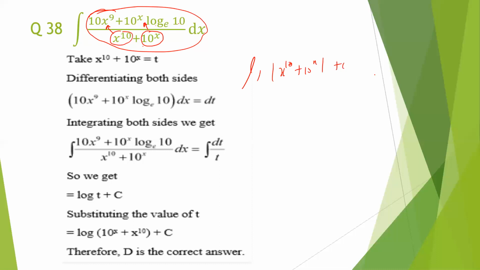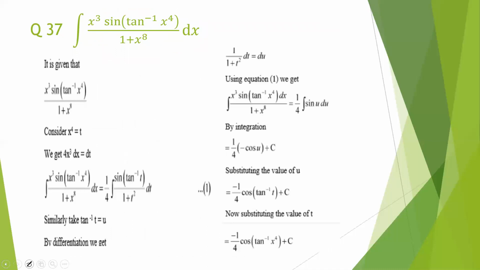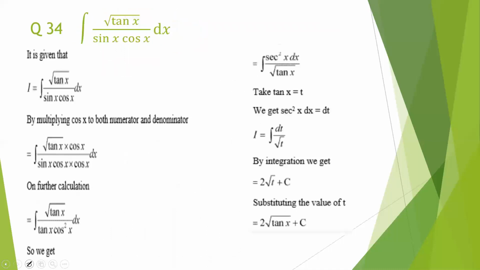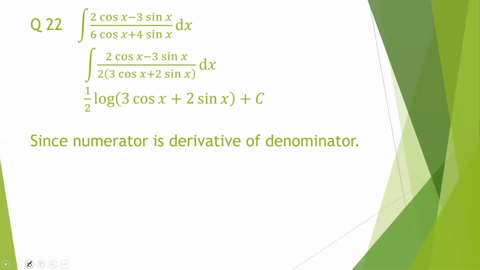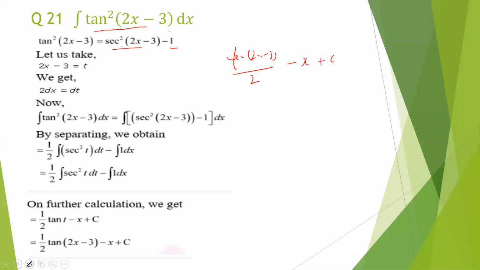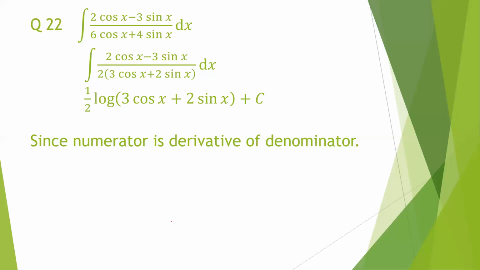Clear? Or you can do it by substitution also. Either you can use substitution or you can use the direct result. What is the direct result? If the numerator is the derivative of the denominator, then the answer is log of denominator.